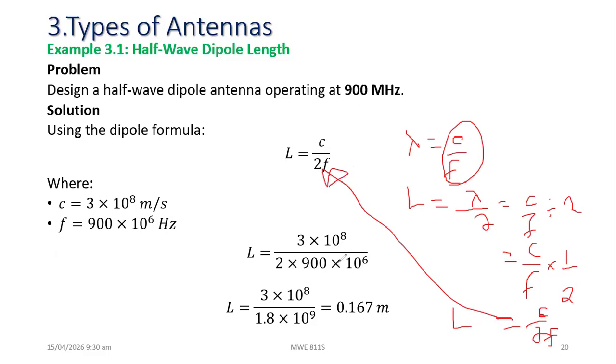So given these parameters, once I know my wavelength, which can be gotten knowing these two parameters, I divide that by 2, and then you get the length of a half-wave dipole as essentially this. Take note here, your frequency is 900 megahertz, which is the same as 900 times 10 to the power 6 hertz.